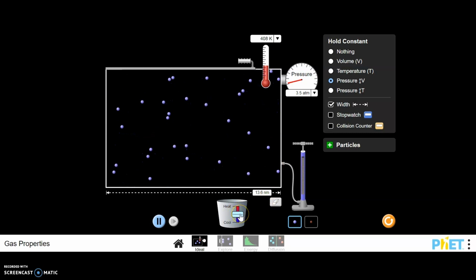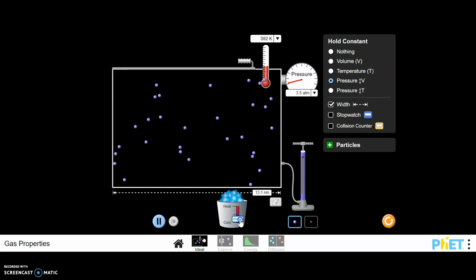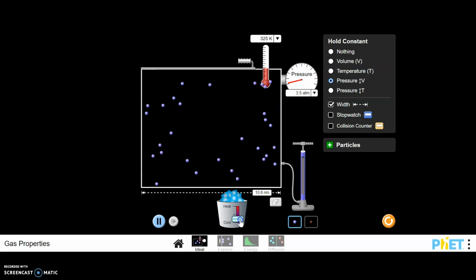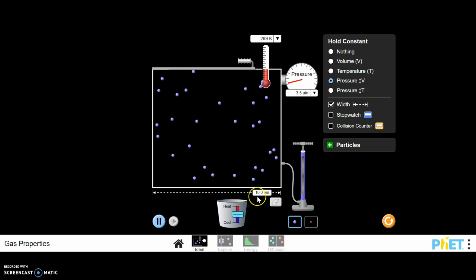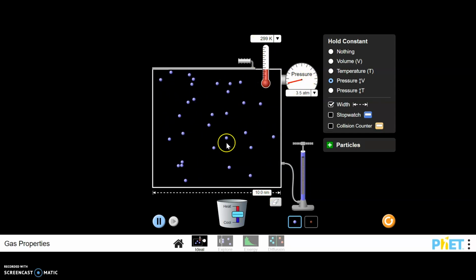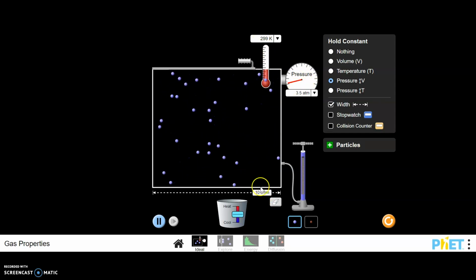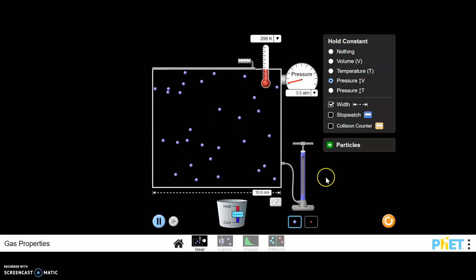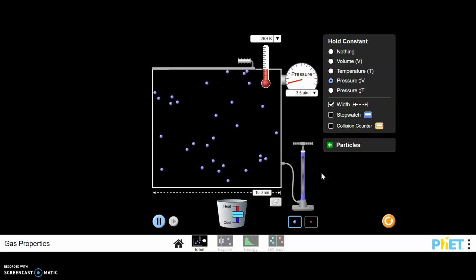So if I cool the gas particles, we can see the volume is decreasing along with the temperature. Pressure is still the same and the amount of particles is the same. So we can see that this is a linear relationship.